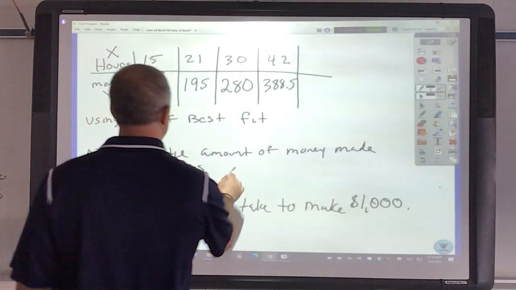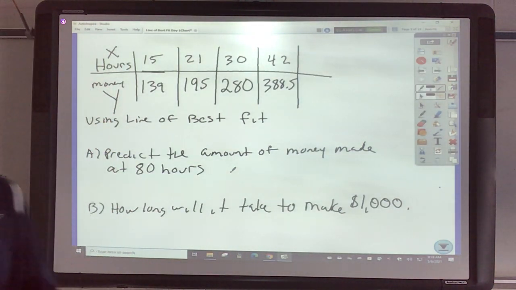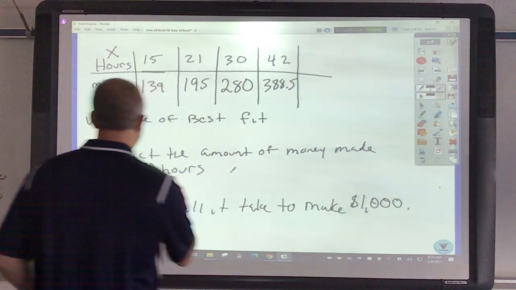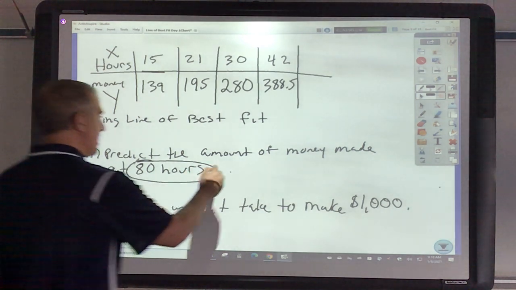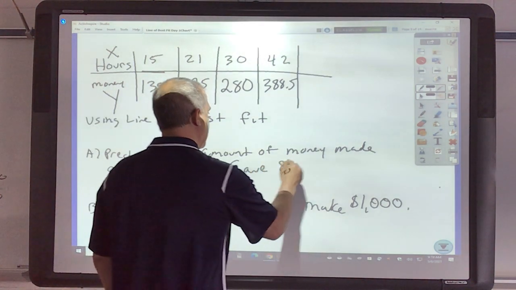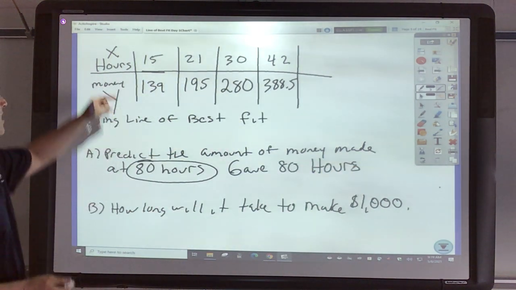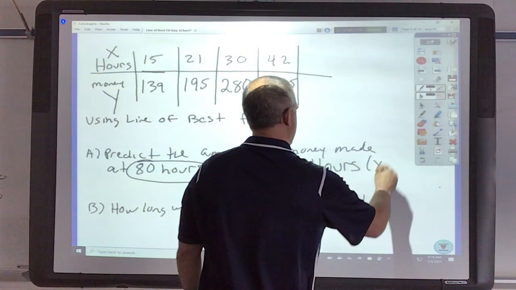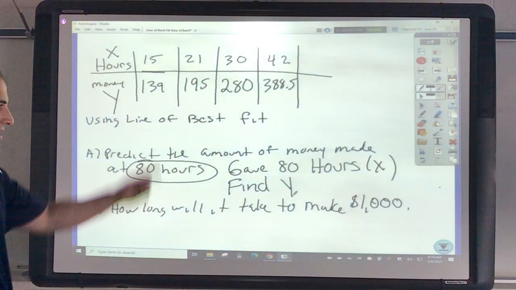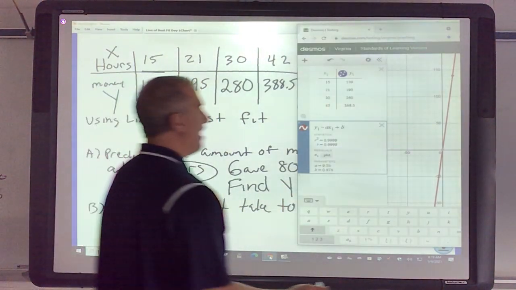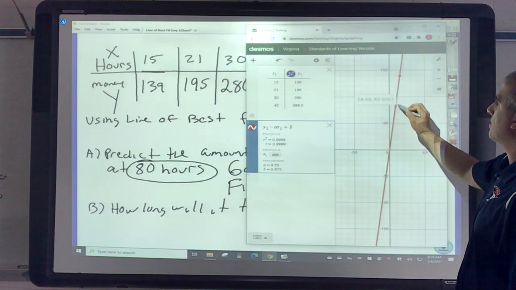So when I read the problem, what you have to figure out is what do they give you and what are they trying to find. Here they said, predict the amount of money made when they gave me 80 hours. So what letter is the hours? The hours is x. So you want to find the other letter, y. So 80 is going to be the x.